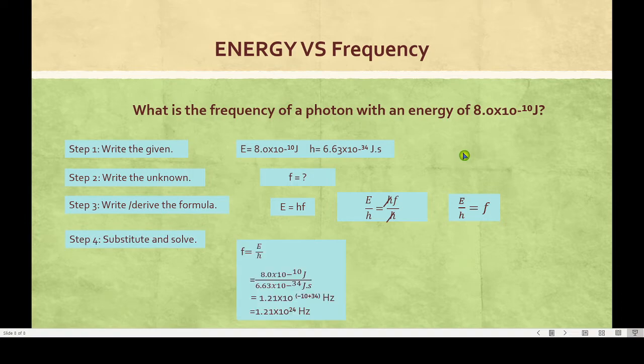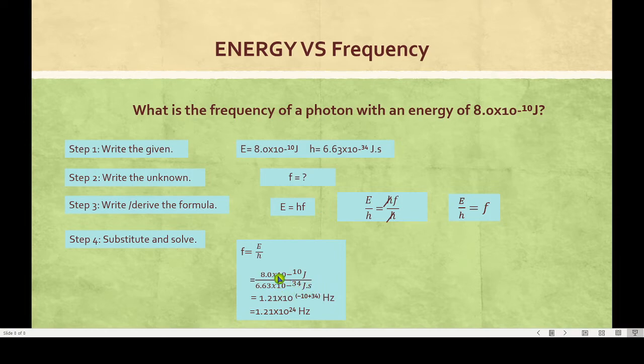Then substitute and solve. So F is equal to E over H. This one we'll just copy. E, just write the value of E, 8 times 10 to the -10 joules, over value of H, 6.63 times 10 raised to -34 joules second. So both have negative exponent, but remember that if the exponent of the denominator is negative, when you transpose it, it will be positive.